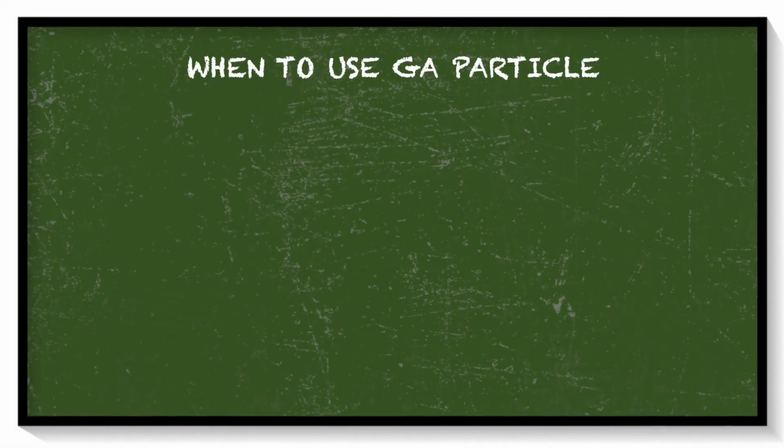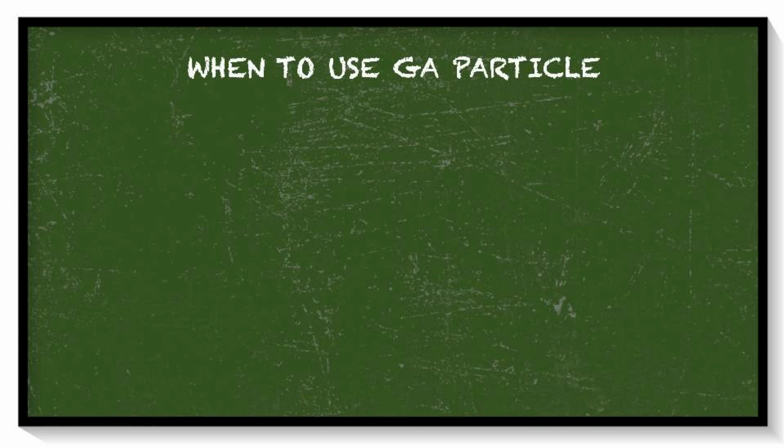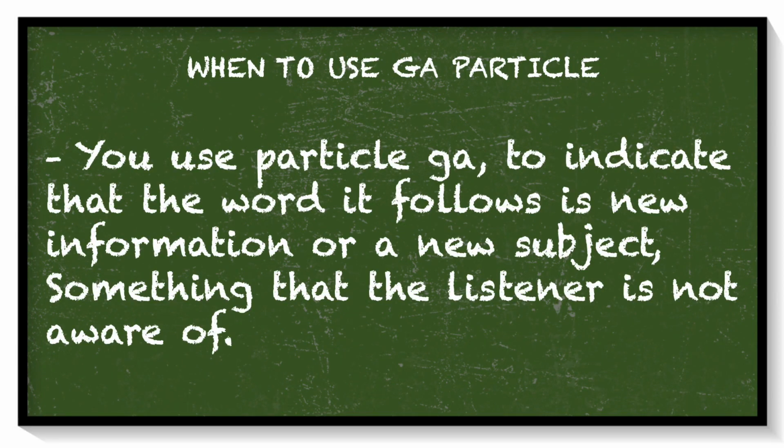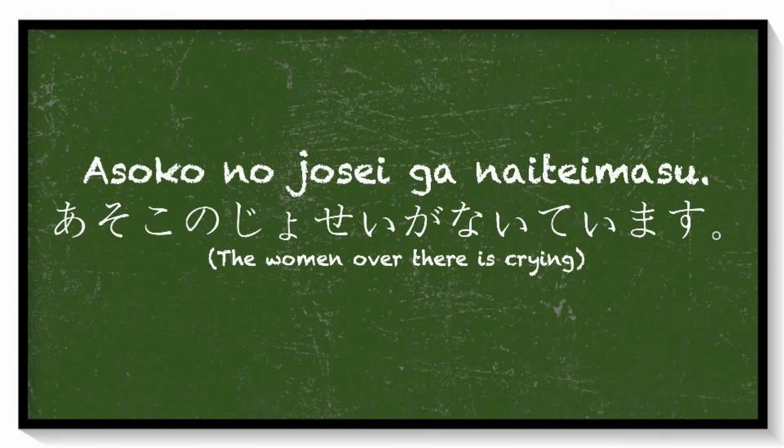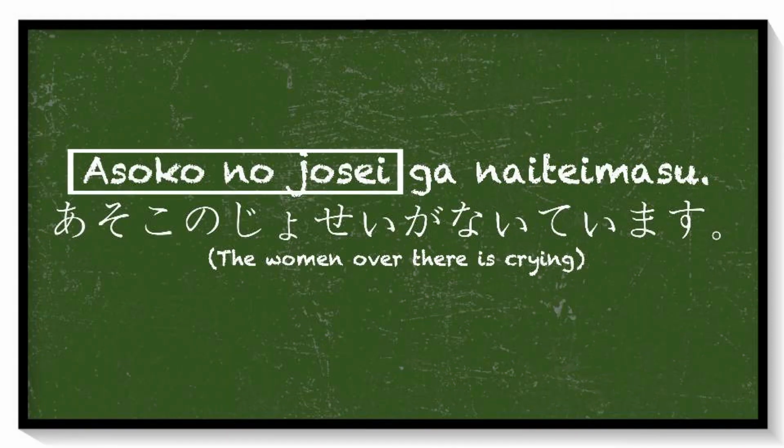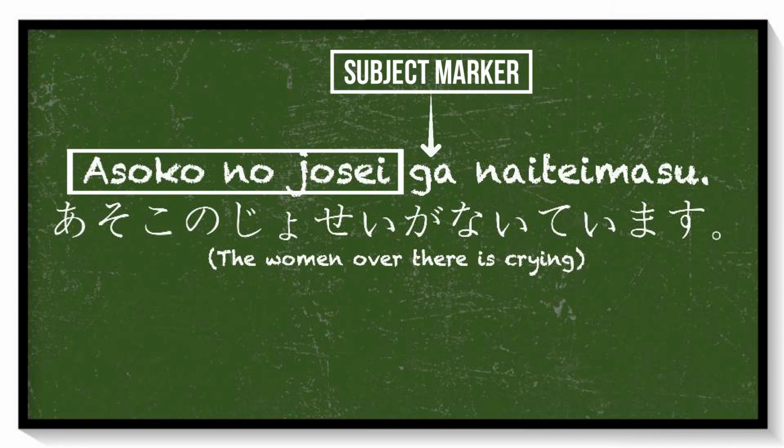When is particle ga used in a sentence? There are a lot of usages of particle ga, but in this video, I will give you 2 basic usages of it. You use particle ga to indicate that the word it follows is new information or a new subject, something that the listener is not aware of. For example, あそこの女性が泣いています。 あそこの女性 or the woman over there, in English, is followed by a particle ga, which means that it is a new subject that is being introduced in the sentence, and the listener is not aware of that subject.